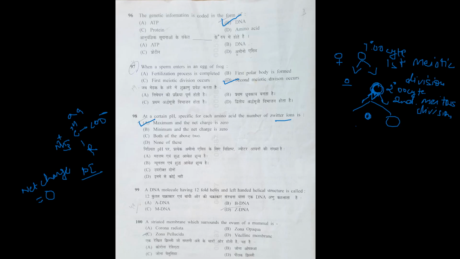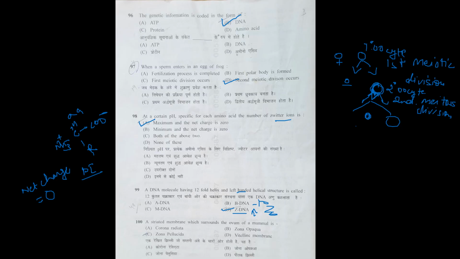Next question is, a DNA molecule having a 12-fold axis and left-handed helical structure is called Z-DNA. You know, B-DNA is a right-handed helix, and the number of turns is 10. Similarly for A. Z-DNA is AT rich, and it has a 12-fold axis. It is a left-handed helix, and it has a zigzag form. That's why it is called Z-DNA. So the answer is Z-DNA.